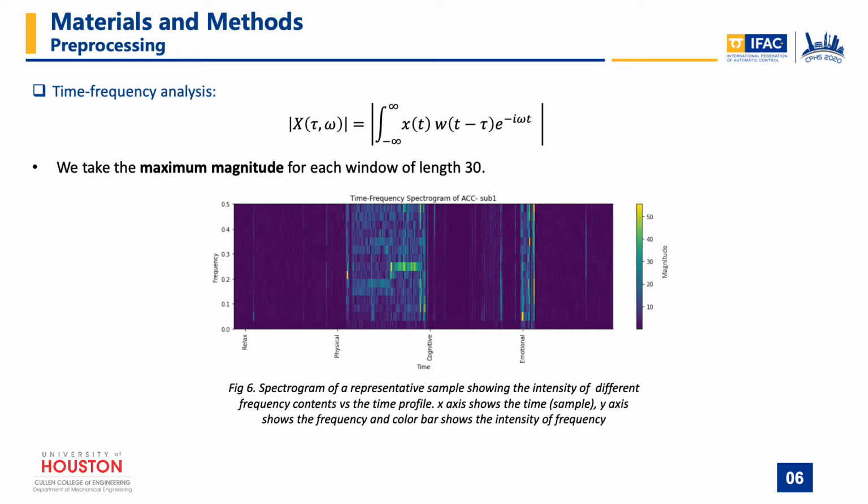From a previous study of our group, we have found that there are relations between changes in neurological status and the frequency components of simultaneously recorded physiological signals. So for this purpose, we take the absolute magnitude of the short-time Fourier transform, or STFT, for each of the 5 variables to capture their frequency content over time.